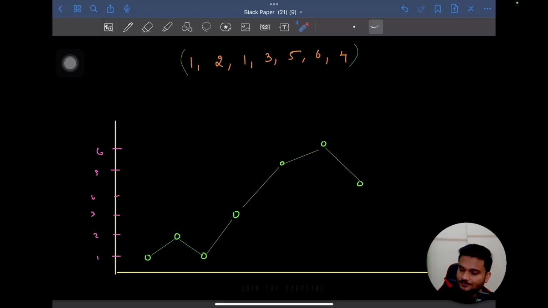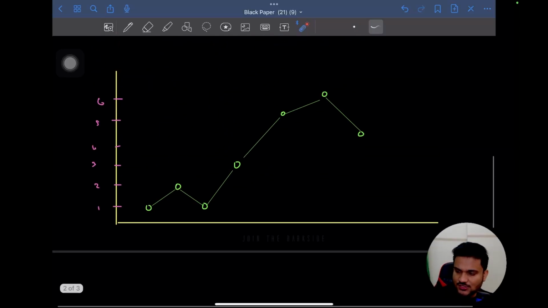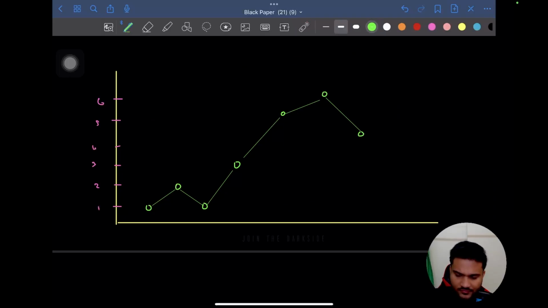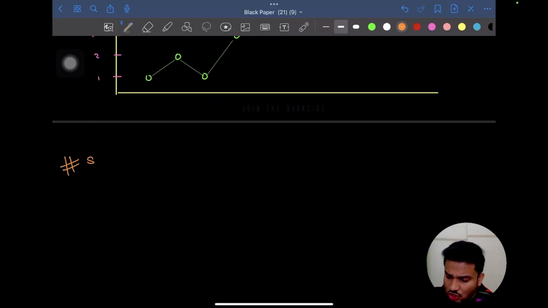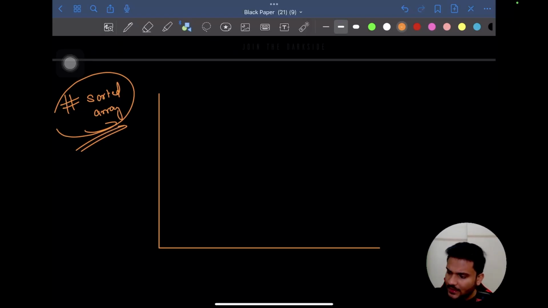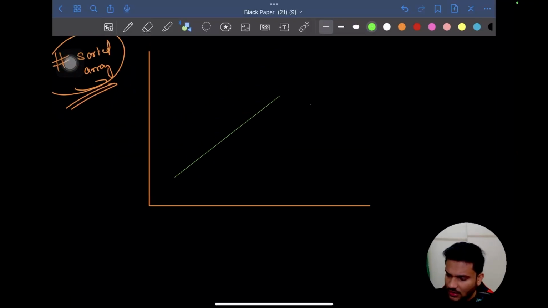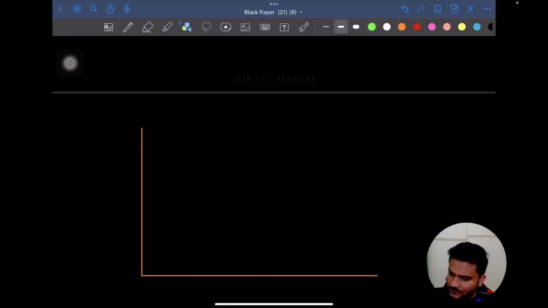Now, I would like to tell you some simpler cases first. Like this is a case of unsorted array, right? For unsorted array, we will try to find it. But how about if the given array was a sorted array? If the given array was a sorted array, then how would the graph look? If the given array would have been a sorted array, the graph would look like either this, or it will look like, let me plot it again, or it is going to look like this. Can I say that? Right?